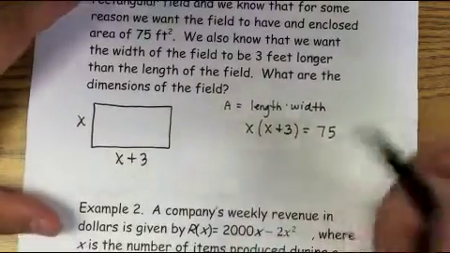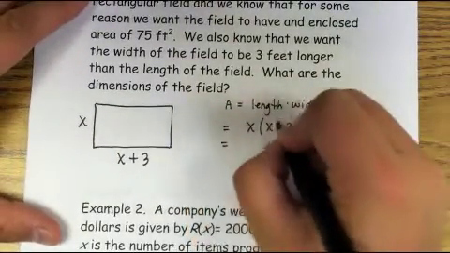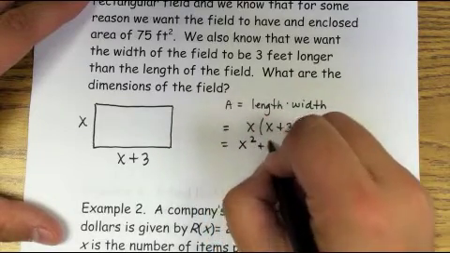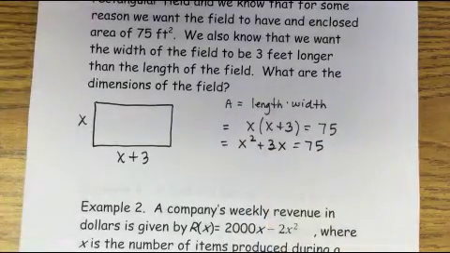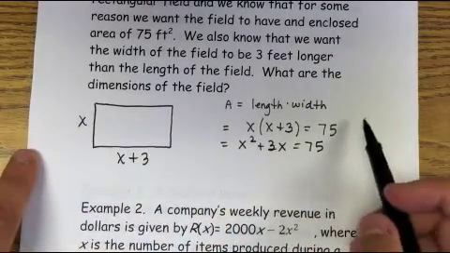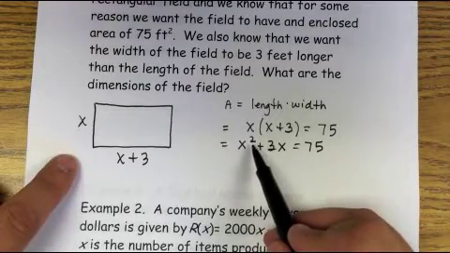Let's clean this up and see if we can come up with some conclusions. We've got x times x, which is x squared. x times 3 is 3x. And that's equal to 75. Now, what do you see here? I see a quadratic. And how do you know you have a quadratic again? Because of the squared here.